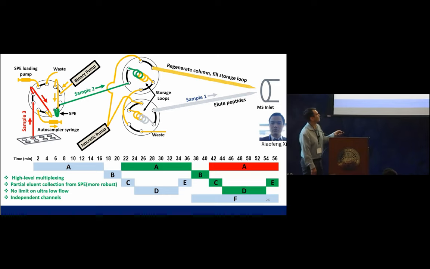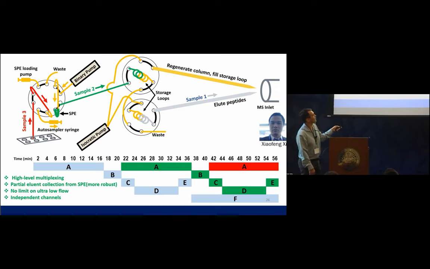And so what Xiaofeng has done is develop a multi-column nano LC platform that allows us to store a sample inside a storage loop. So the sample plus the gradient behind it hang out in this storage loop. And we can just use an isocratic pump to elute this through, push the sample plus the gradient through the column. And so it's similar to what EvoSep does, right? It's just kind of a multiplexed version of that.